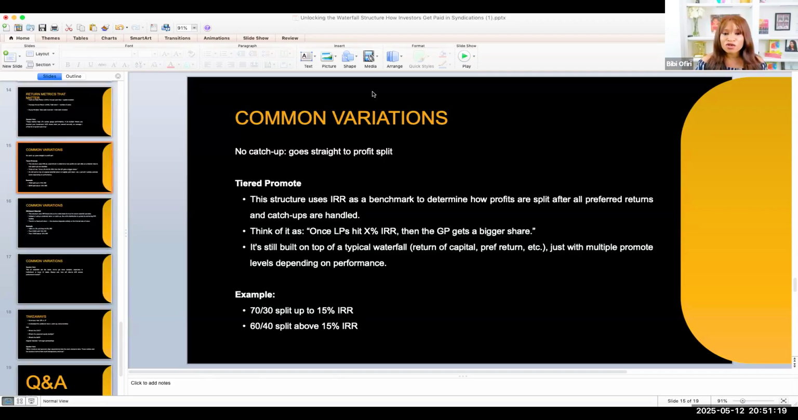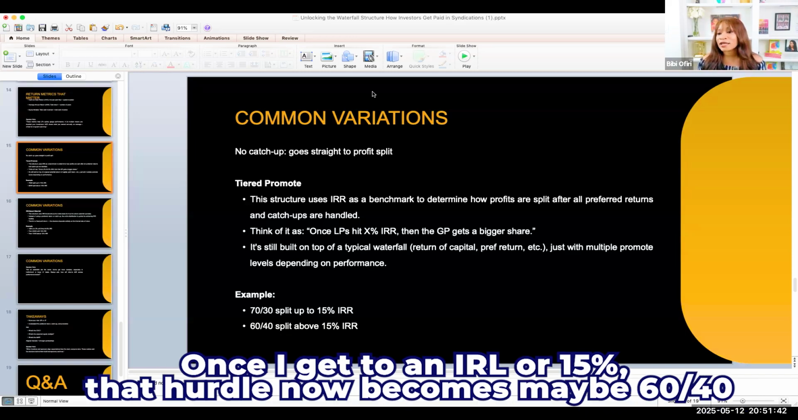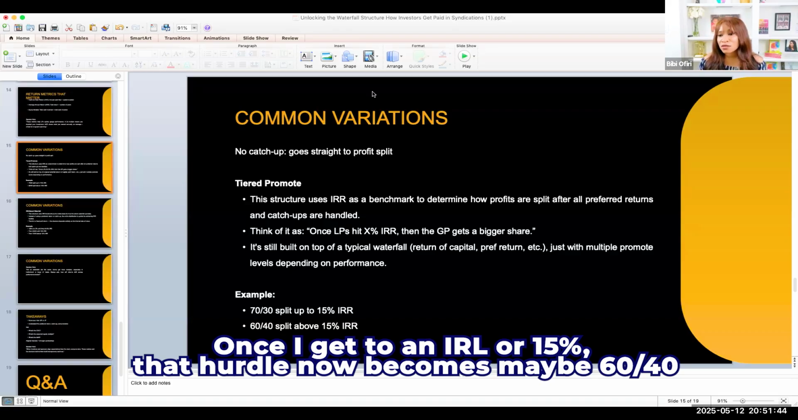In this case, it's structured as an IRR. That is, when you get to a particular hurdle, it changes. So for example, I started my deal as a 70-30 split with the LP. The GP, Reggie is the LP. Reggie, you're taking 70, I'm taking 30. Now, this is how I'm going to structure it. I would say, once I get to an IRR of 15%, that hurdle now becomes maybe 60-40.